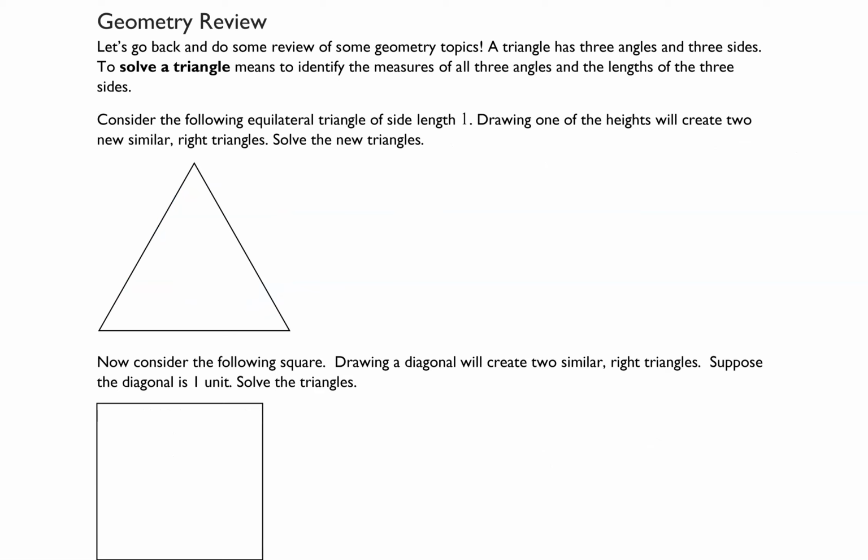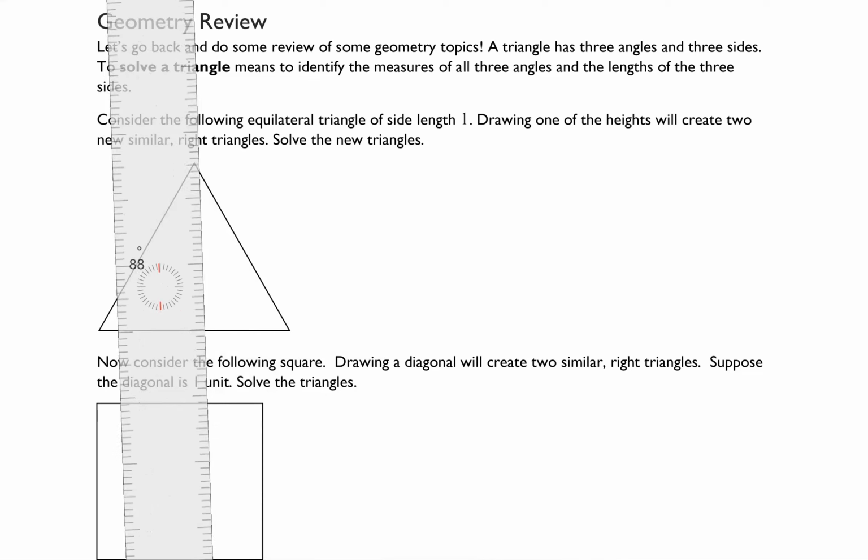A triangle has 3 angles and 3 sides. To solve a triangle means to identify the measures of all 3 angles and the lengths of all 3 sides. Let's look at a specific triangle. Consider the following equilateral triangle of side length 1. Drawing one of the heights will create 2 new similar right triangles. Solve the new triangles.